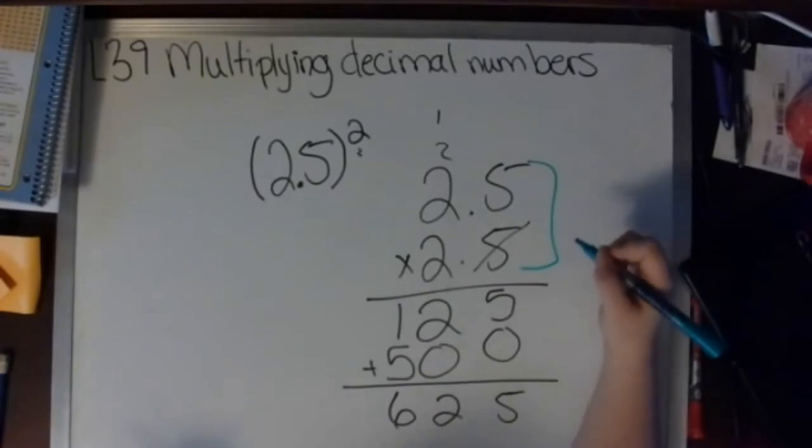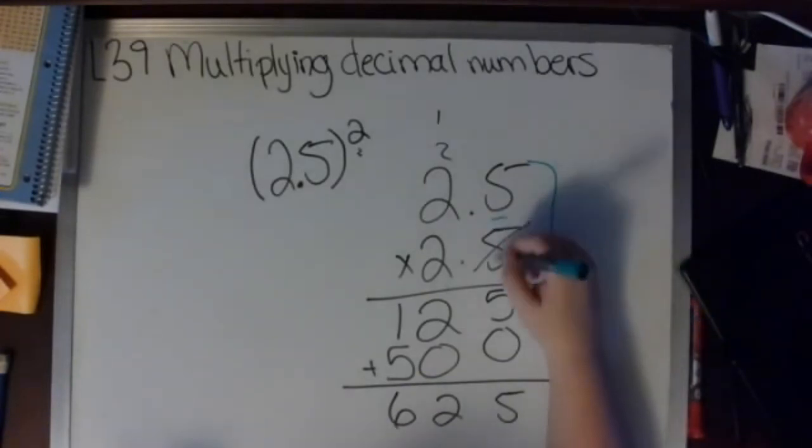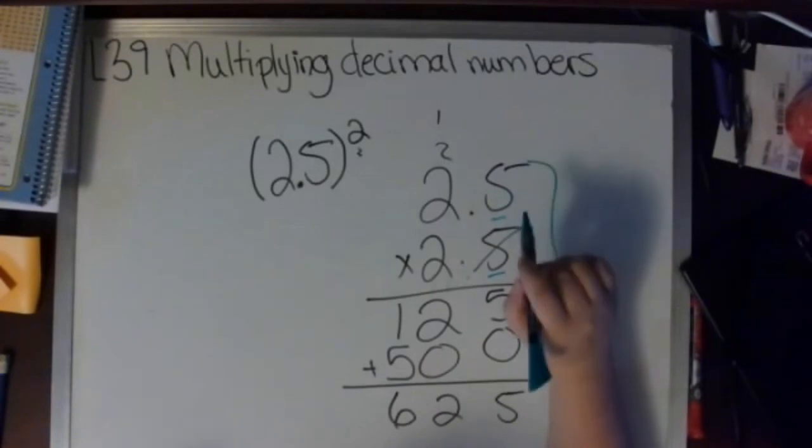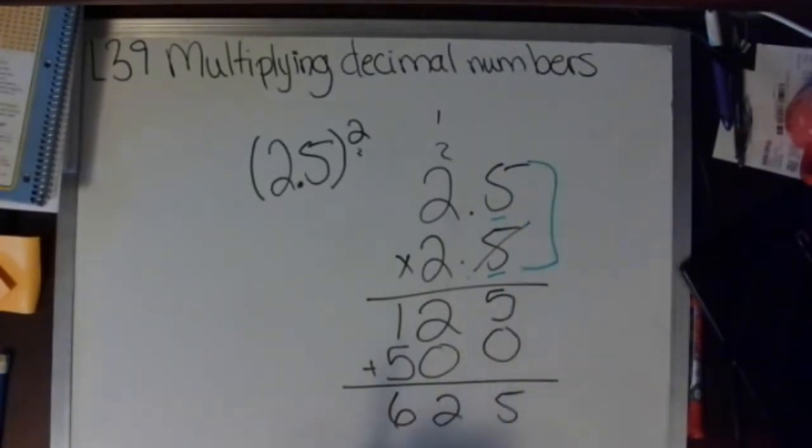Now, before this is my final answer, I need to come back up here. I need to count how many decimal places I have. 1, 2, because there's my decimals. These are the numbers after the decimals. So I have 2 decimal places. So I come down here. 1, 2, decimal place there. So I get 6 and 25 hundredths.